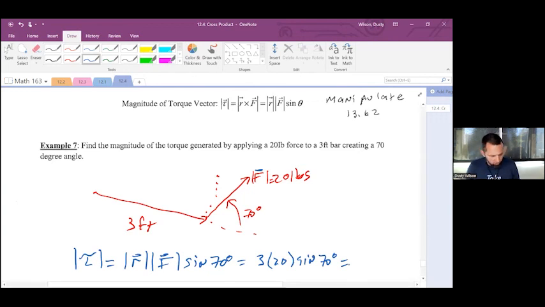3 times 20 times the sine of 70. I've got 56.4, and I believe these are foot-pounds.